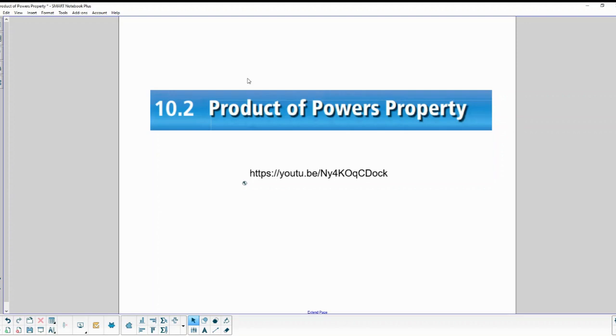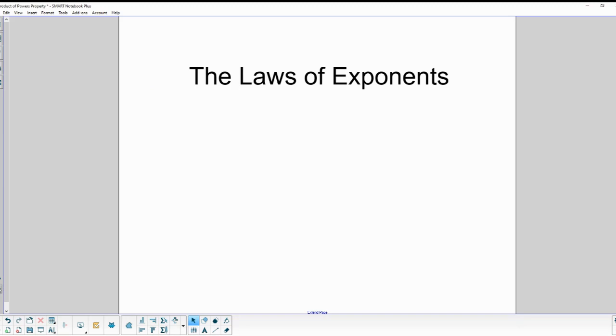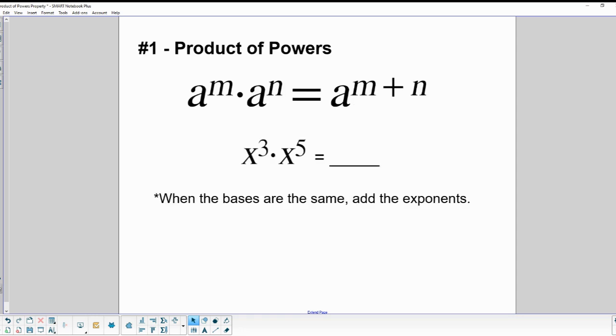Okay, this is Mr. Burgess. We're going to move on with more laws of exponents. Today we're going to talk about the product of powers property, which is pretty straightforward and pretty easy once you see it. But if you've seen some of these problems before today, they might have looked pretty difficult and intimidating. So these are called the laws of exponents, and this is just a couple of them that we're going to see today. So the first law is the product of powers.